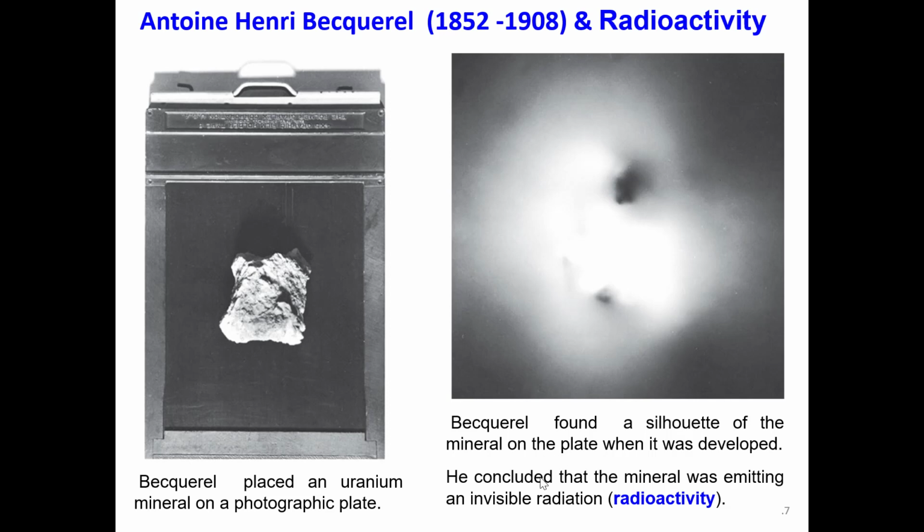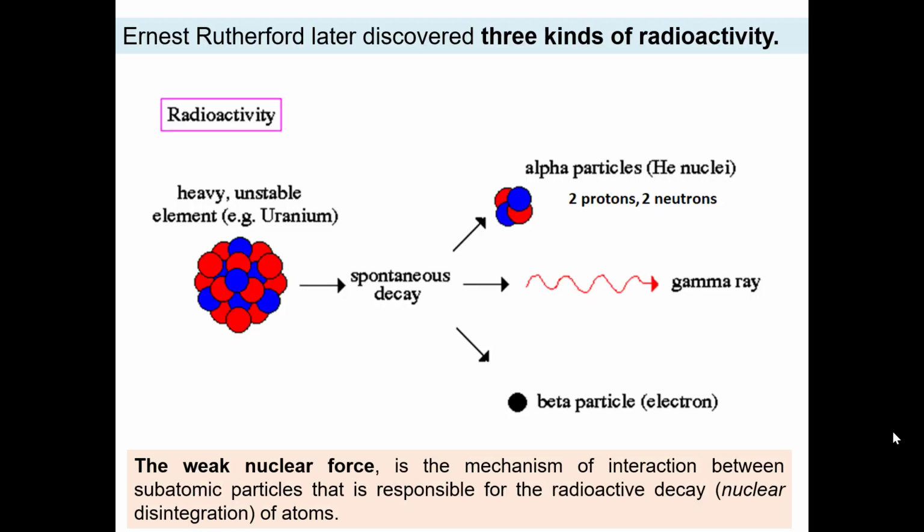Then he concluded that the mineral was emitting an invisible radiation. Today, this invisible radiation is known as radioactivity. Ernest Rutherford later discovered 3 kinds of radioactivity. Now we know there are a few more kinds of radioactivity, but in this course we will concentrate on these 3 radioactivities we have in this diagram.